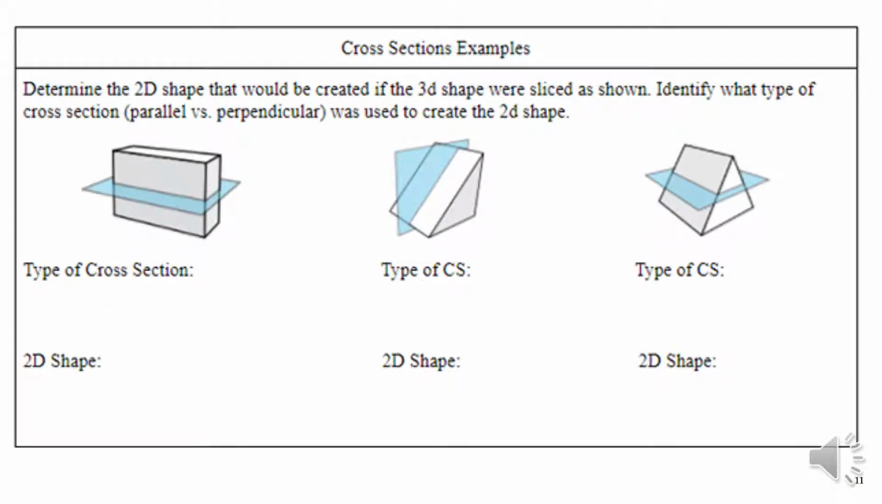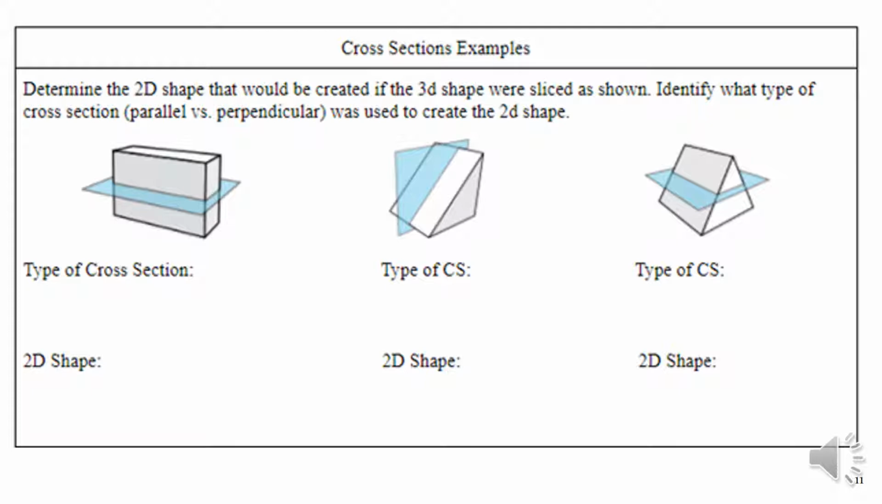Let's talk about some cross sections for a little bit. We can have a bunch of different types of cross sections. It can be parallel, perpendicular, diagonal. We're only going to talk about parallel and perpendicular. However, it is important to note that others are possible.